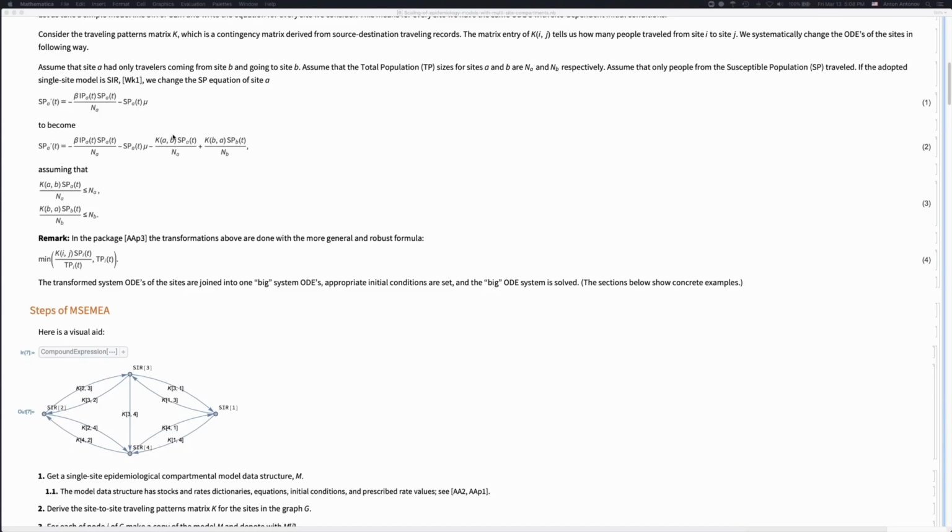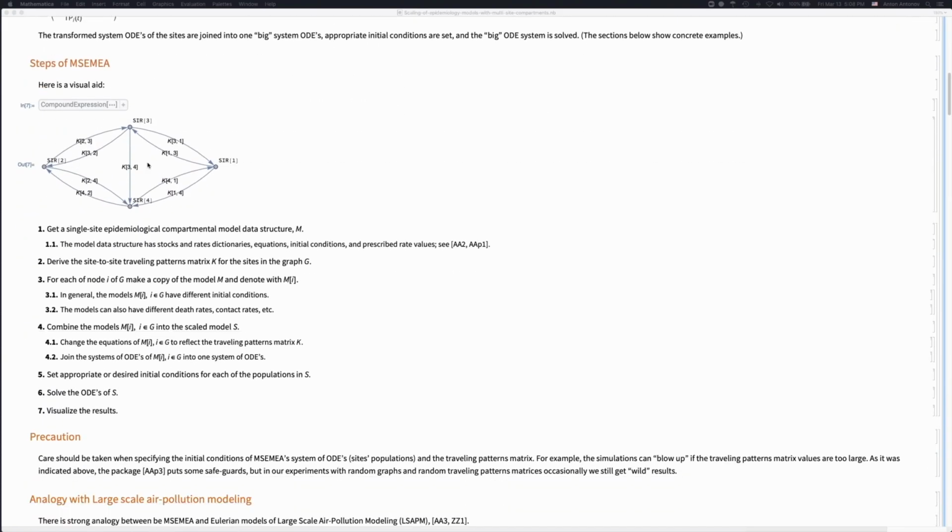Now, we need to be careful when we put this kind of terms in the equations, because we want to make sure that these terms do not exceed the number of people in the corresponding site. So I have put this assumption here. In the actual code, there are some guards about this, and so this is taken into account.